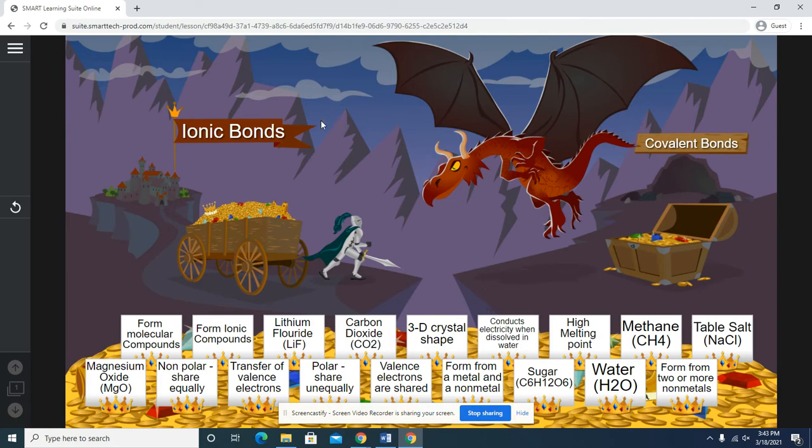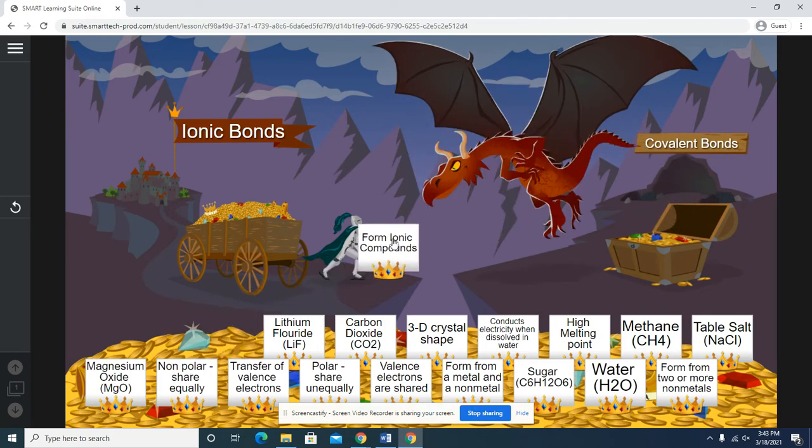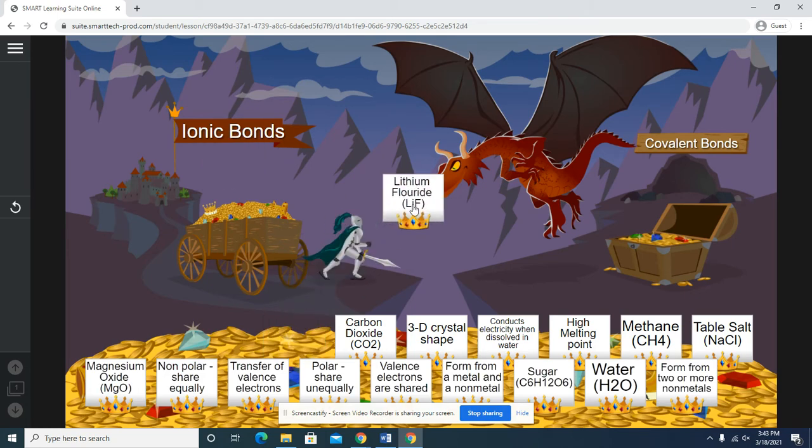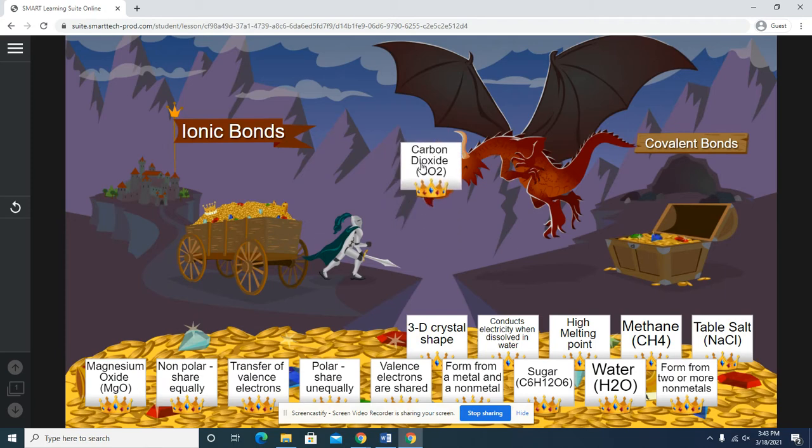So we've got two things we're sorting here, things that are ionic bonds and things that are covalent bonds. So we're going to pick up each one of these and decide. Ionic bonds form ionic compounds, covalent bonds form molecular compounds. Lithium fluoride: lithium is a metal, fluorine is a non-metal, so it is an ionic bond, it's a salt. Carbon dioxide: carbon and oxygen are both non-metals, so that is a covalent bond.